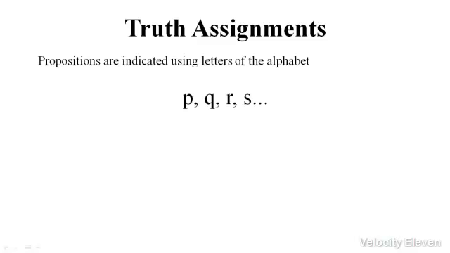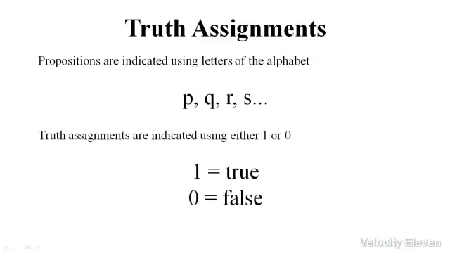And that leads us on to truth assignments to determine whether a particular proposition is actually true or whether it's actually false. So propositions are indicated using letters of the alphabet, such as P, Q, R and S, and so on through the alphabet, usually starting at P onwards. The truth assignment of a proposition is indicated using either a 1 or a 0, where 1 represents that the proposition is true and 0 represents that the proposition is false.